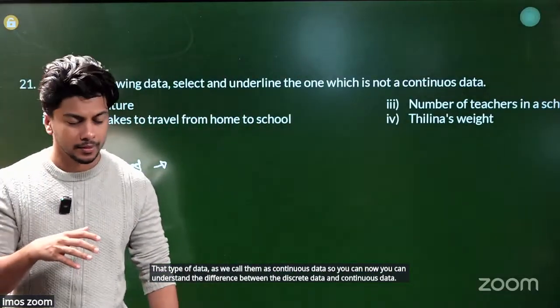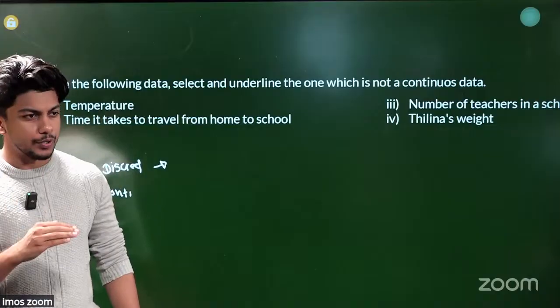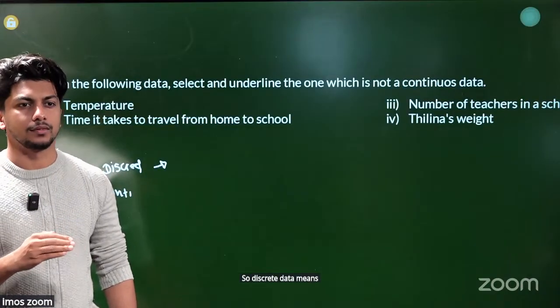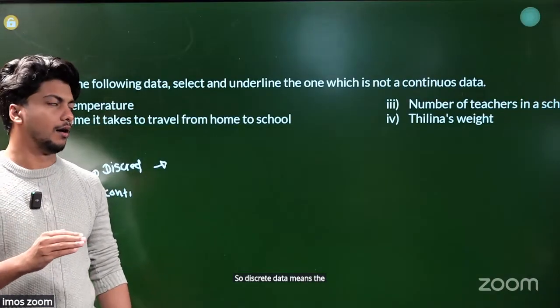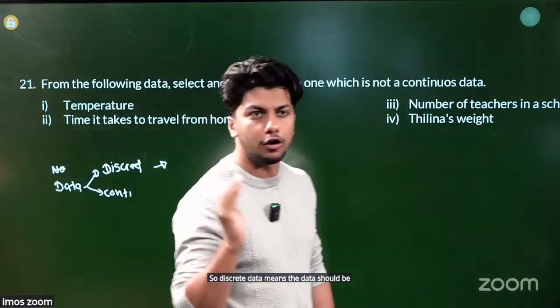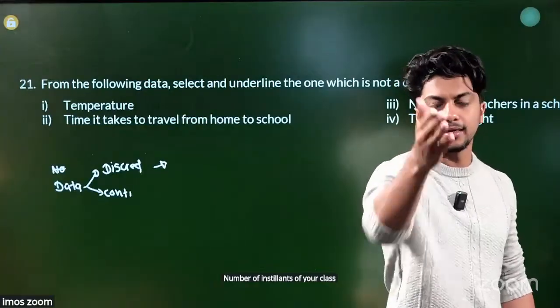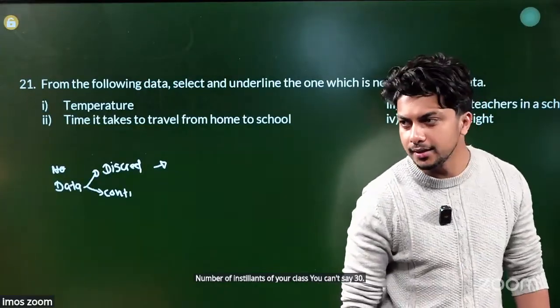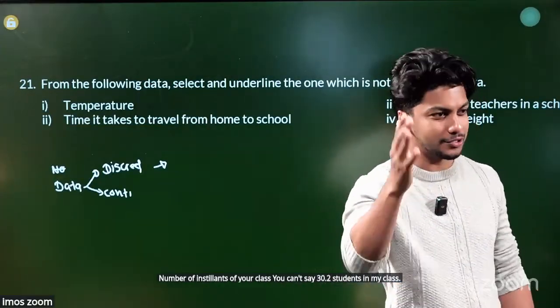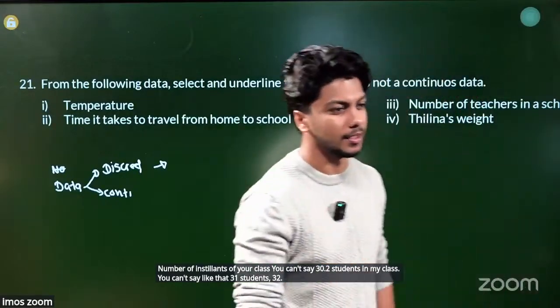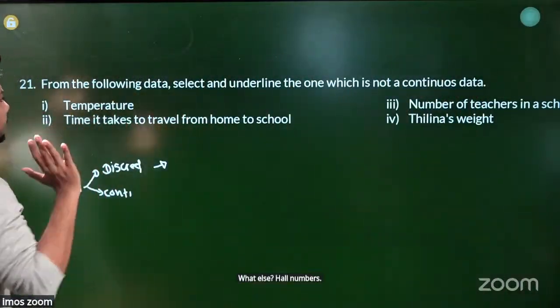So discrete data means the data should be only whole numbers. Number of students of your class: you can't say 30.2 students in my class. You can't say like that. 31 students, 32, whatever. Whole numbers. Right, now you can understand.